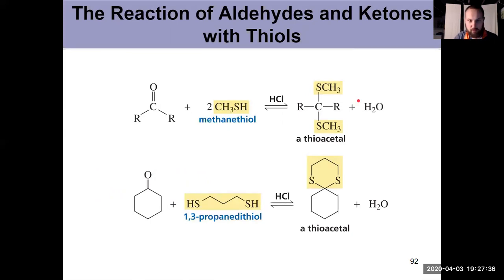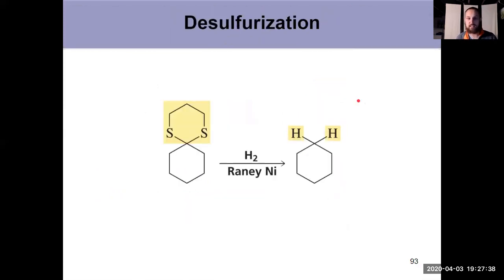The only real use for these things is a process known as desulfurization. Yep. And desulfurization takes a thioacetal here, right? This is the most common use of Raney nickel with hydrogen, and it reduces down to just a methylene carbon here. So the synthetic utility is as an intermediate in converting a carbonyl down to a methylene carbon.